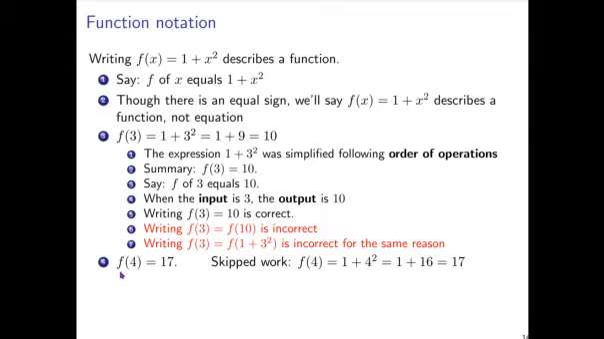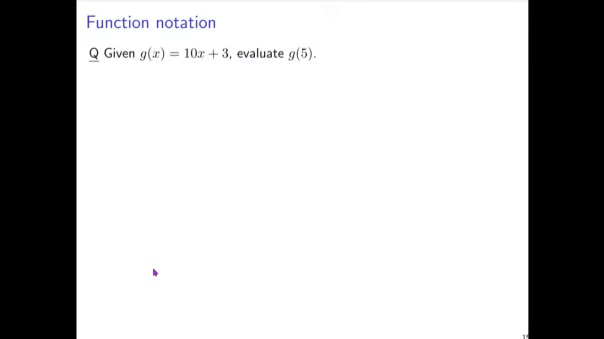Here's another example. F of 4 is equal to 17. I skipped showing all the work. It is over here off to the side. F of 4 equals 1 plus 4 squared, which became 1 plus 16, which became 17. But I thought it'd be nice this time around just to see the summary form. F of 4 is equal to 17. So here, what this is saying is that when the input is 4, the output is 17.